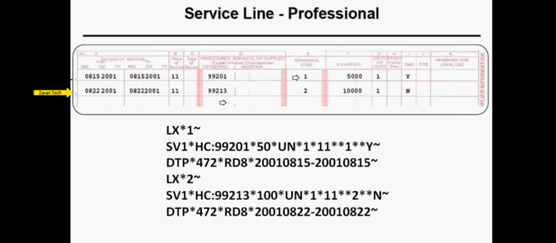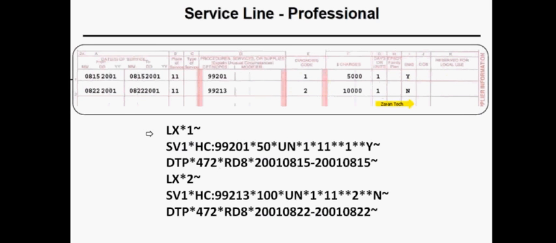Diagnostic codes, that means the ICD code pointers, are 1 and 2. The charge, $50 was charged on day 1, and on the second day there was $100. The number of days is just 1 day. The first day was an emergency situation, and then there was a normal situation. So let's see how it is represented in this electronic format.